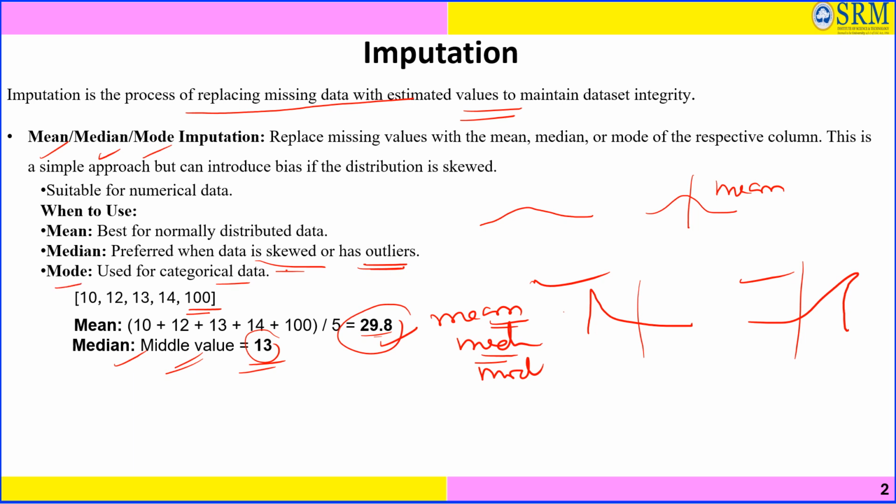Okay. So imputation means the process of replacing the missing data with either mean, median, or mode. Mean means it should be normally distributed data. If it is median, it should be either skewed or have outliers. Mode means it has a category. So accordingly, we have to impute the data for the missing values.